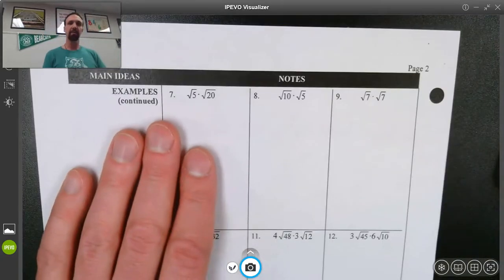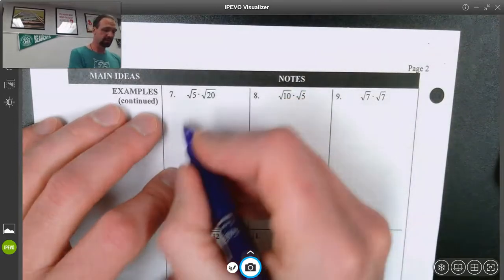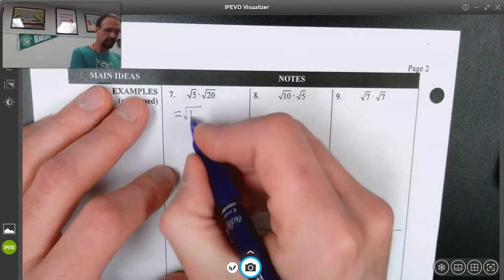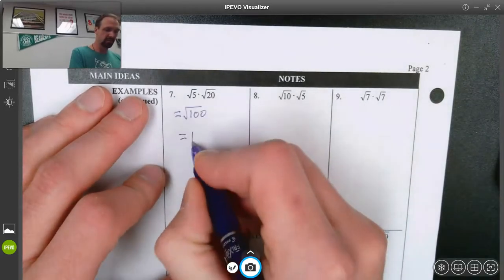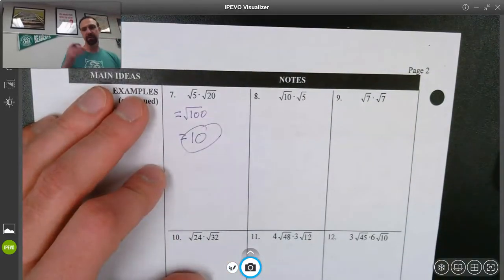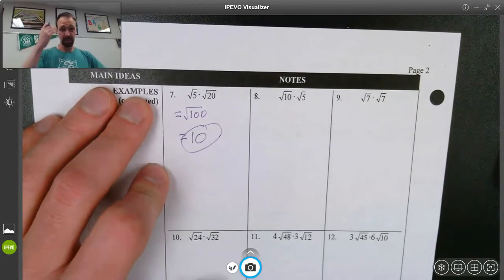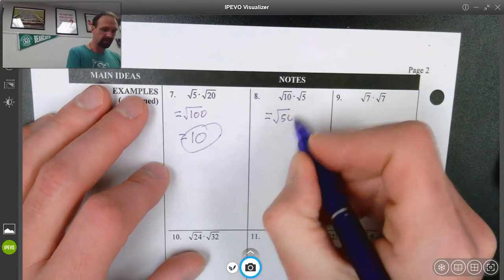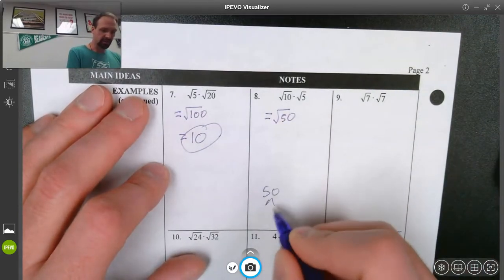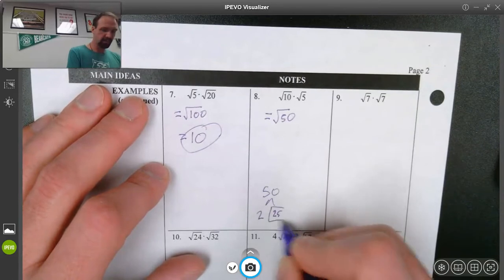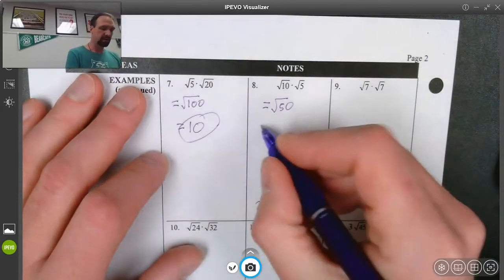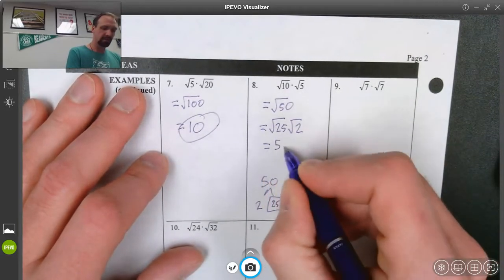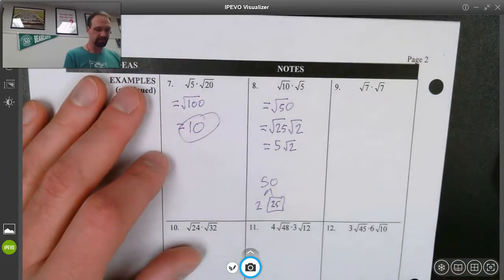So here we have square root of 5 times square root of 20. That's going to be the square root of 100. And then the square root of 100, we know because 100 is a perfect square that it's 10. On the next one we have square root of 10 times square root of 5. So that's going to be square root of 50. Again, largest perfect square that we can take out is going to be 25. So then that tells me this is going to be the square root of 25 times the square root of 2. So this is going to be 5 radical 2.